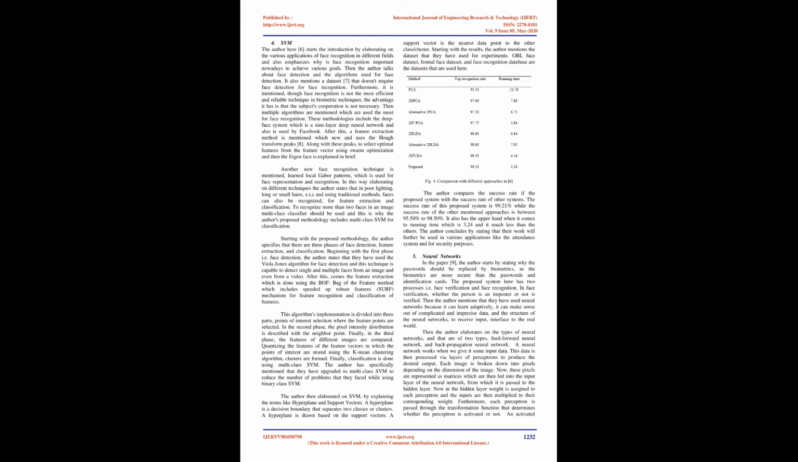After this, a feature extraction method is mentioned which is new and uses the Hough transform peaks 8. Along with these peaks, swarm optimization is used to select optimal features from the feature vector, and then the eigenface is explained in brief. Another new face recognition technique is mentioned, learned local Gabor patterns, which is used for face representation and recognition. In this way, elaborating on different techniques, the author states that in poor lighting, long or short hair, etc., and using traditional methods, faces can also be recognized, for feature extraction and classification.